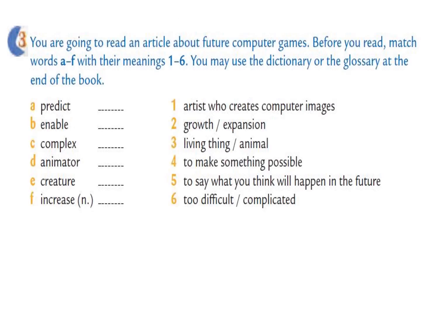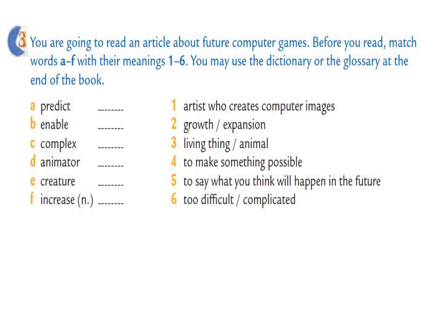Now, you are going to read an article about future computer games. Before you read, match words A to F with their meanings 1 to 6. You may use the dictionary or the glossary at the end of the book. So we have here 6 words and 6 definitions. We need to match them together correctly.